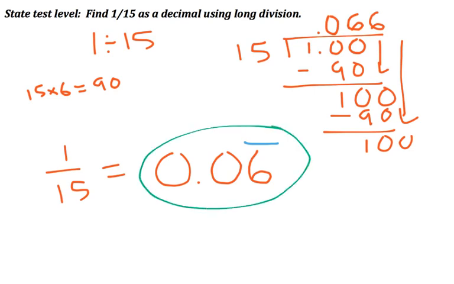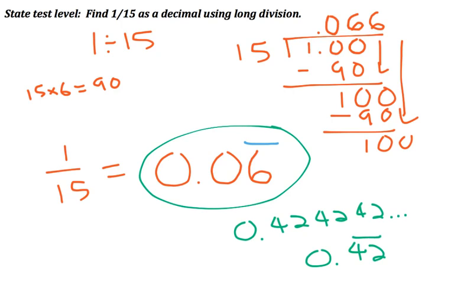We're going to go over harder ones next week, because sometimes there are some weird numbers that will repeat like this. And then you have to write it as 2 digits, the 4 and the 2, that repeat forever. So it's actually not too hard. I just really wanted to show it to you guys so you're ready for it for the state test.